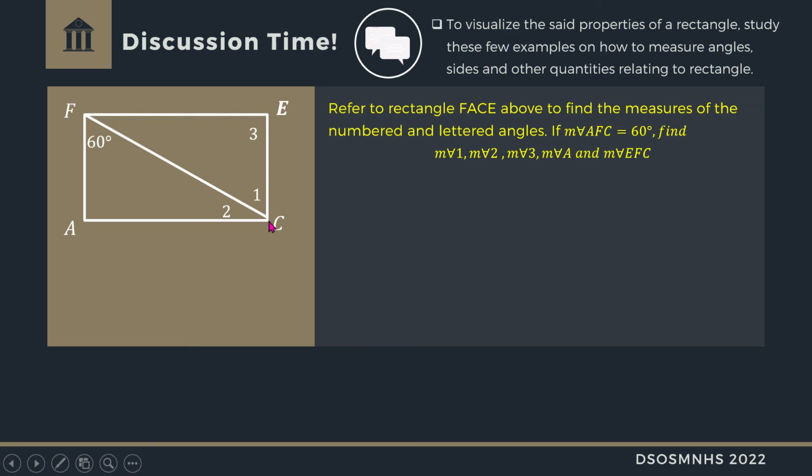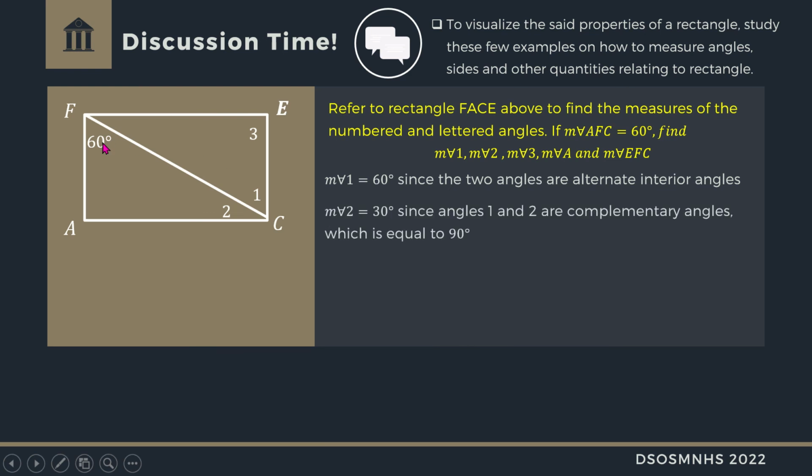Okay, so how do we solve? The measure of angle 1 is 60 degrees since the two angles are alternate interior angles. Angle 1's alternate is 60 degrees. Angle 2 is 30 degrees since angles 1 and 2 are complementary angles, which is equal to 90. So if this is 60, this should be 30, because 60 plus 30 is 90. Why? This is a corner angle. The measurement of that corner angle is 90 degrees. So if this is 30, its opposite, on top of the 60, is 30 degrees.